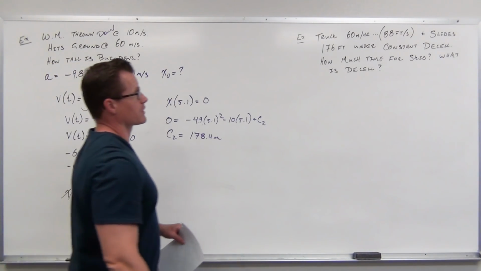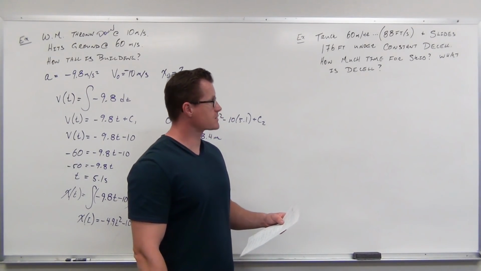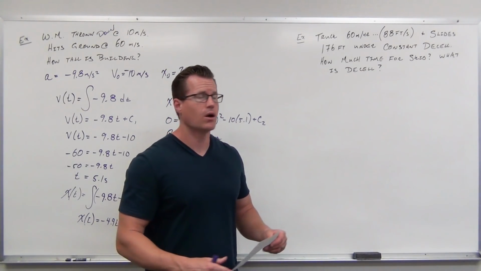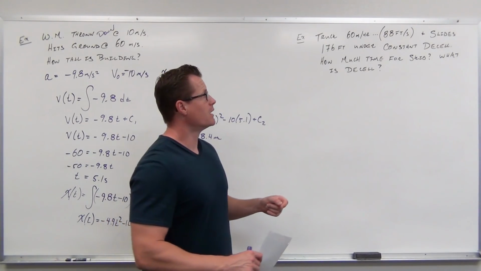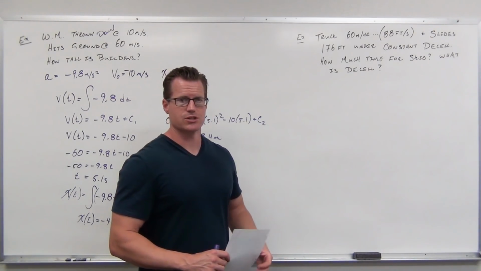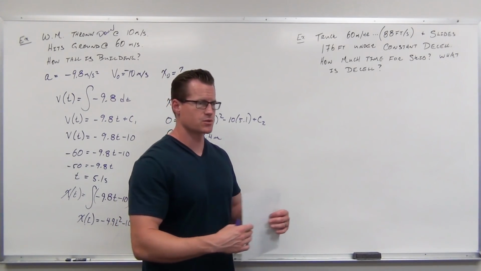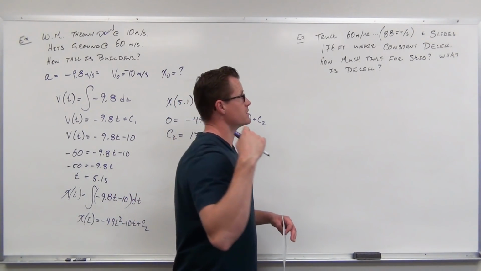Let's suppose you're in a truck and you're traveling 60 miles an hour. I'm going to do the conversion for you right now. That's 88 feet per second. So we're going 88 feet per second, and you start to slide under constant deceleration. So you press on the brakes, you're on some sort of surface that maybe was slippery or you just lose traction. You start to skid.